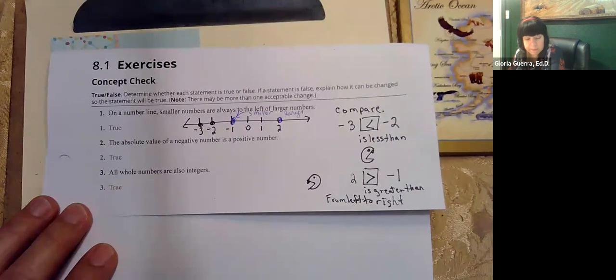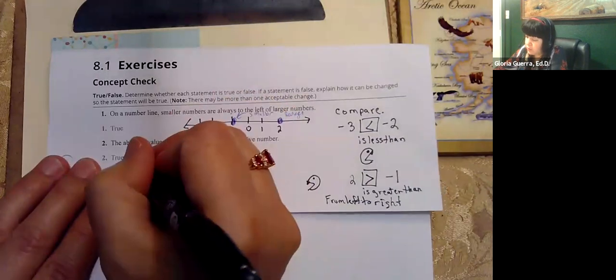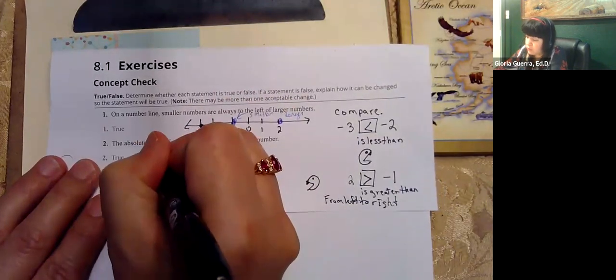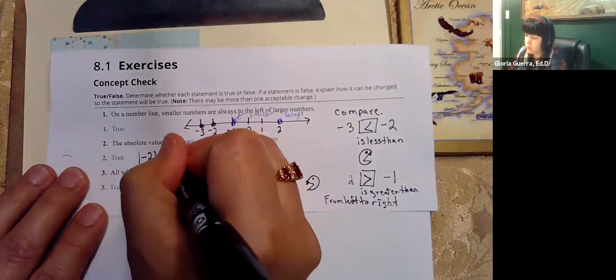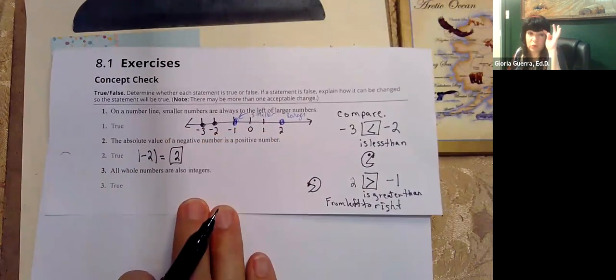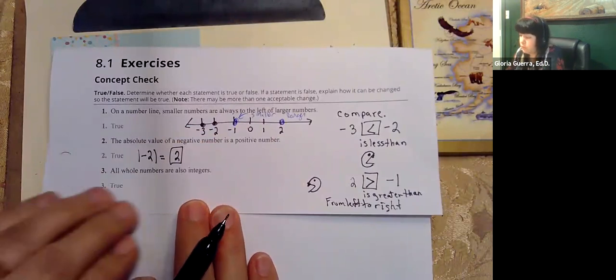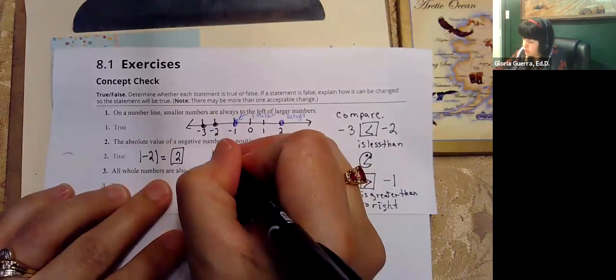Okay, problem number 2 says the absolute value of a negative number is going to be a positive number. And that's true. If I ask about the absolute value of -2, that's just going to be 2. And so the picture for that would look like this.